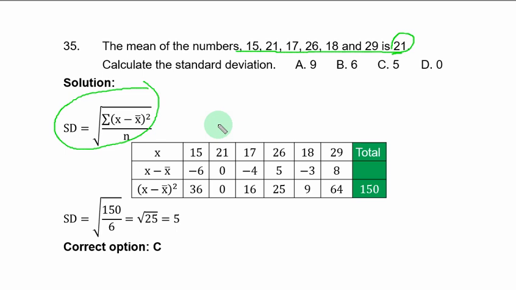So let's have a short table. You have S to represent the data point. By the formula, you need S minus S bar. S bar is the mean, so you subtract the mean from each value of S. So you have 15. 15 minus 21, you have minus 6.